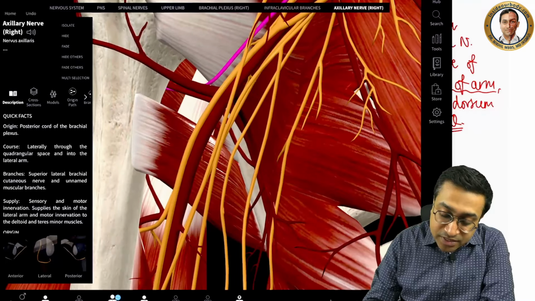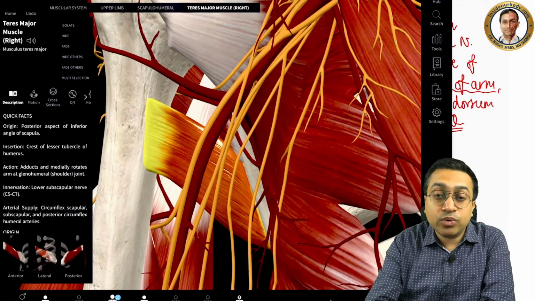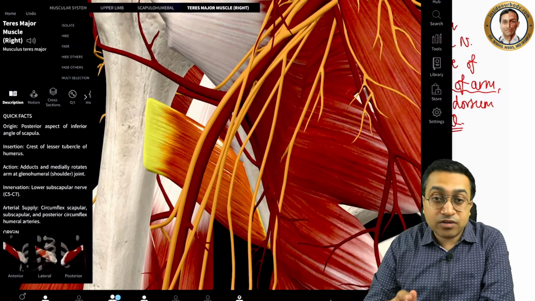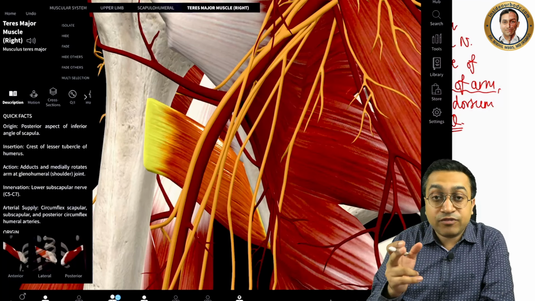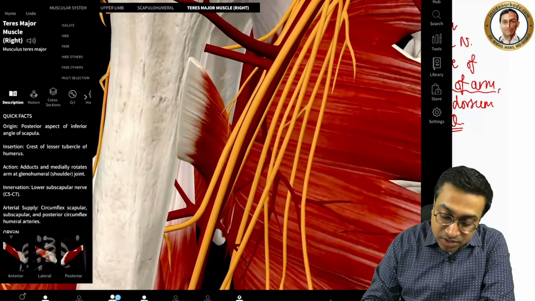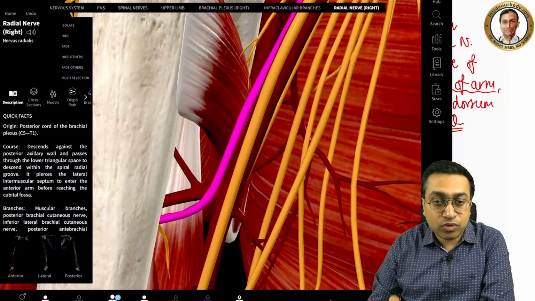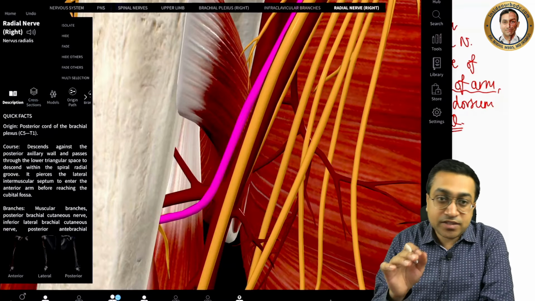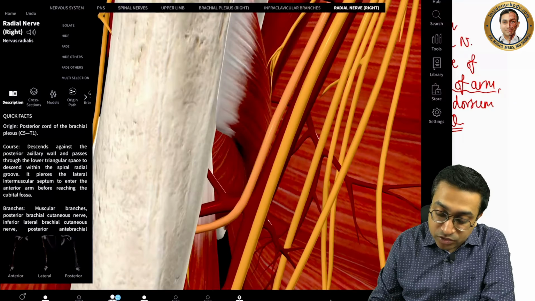Next, this muscle, this is the teres major muscle. So I told you this radial nerve is the one which is entering the arm by crossing the inferior margin of the teres major. So now you can see there is a nerve which is crossing the inferior margin. This is the radial nerve. So radial nerve, as it enters the arm, lies posterior to the brachial artery. That is also understandable.